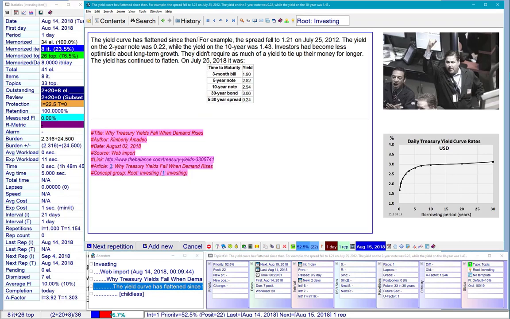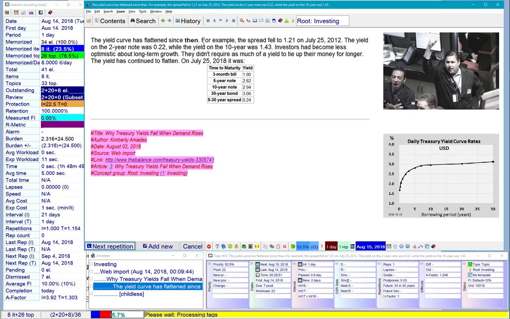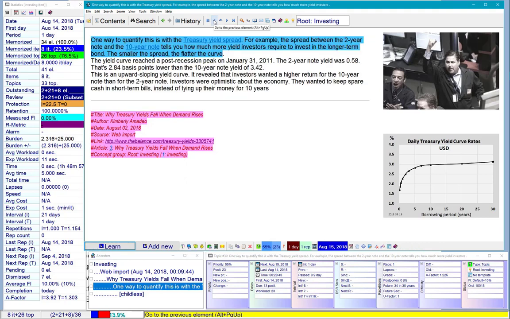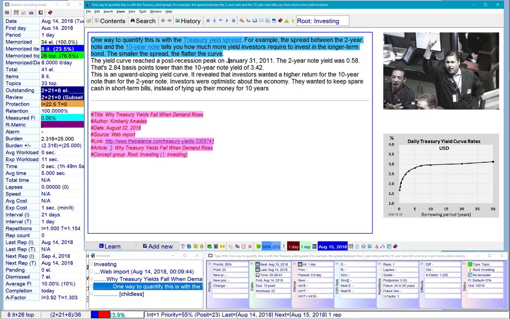We have a typical problem in incremental reading. It's called a referential ambiguity. We have "then", and we don't know what that means. So we need to recover the context. So we go back to the prior paragraph. And here we see, probably this is "then", the curve reached a peak.